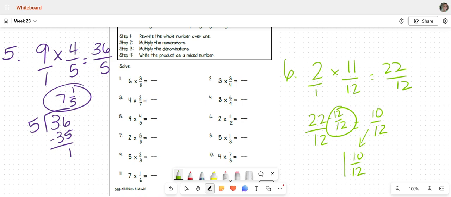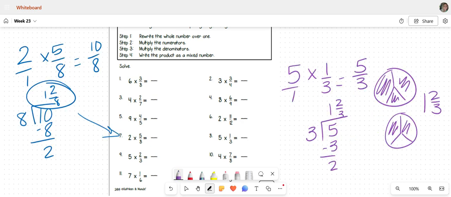Number 6, we had 2 times 11/12, which gave us 22/12, and I used a different strategy, the repeated subtraction. I subtracted 12/12, which was equal to that 1 right there, and that left me with 10/12 left over, for 1 and 10/12. Right, numbers 7 and 8. Give it a pause.